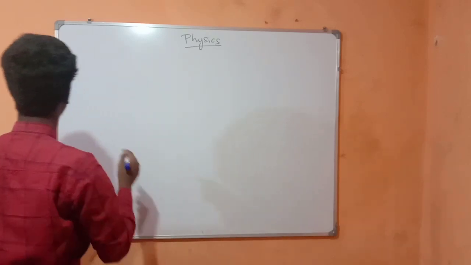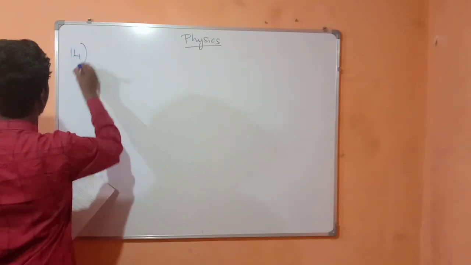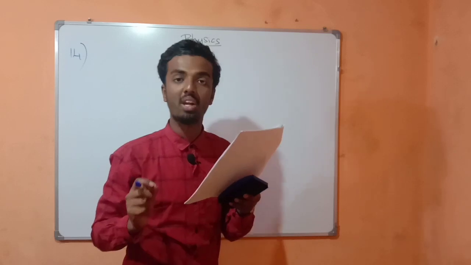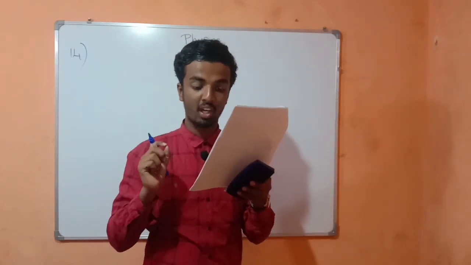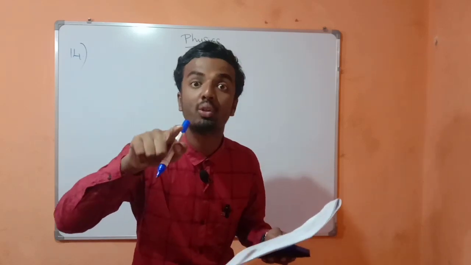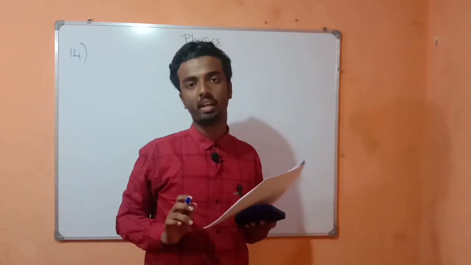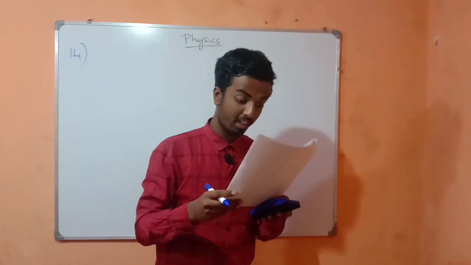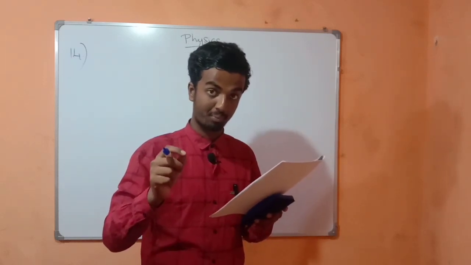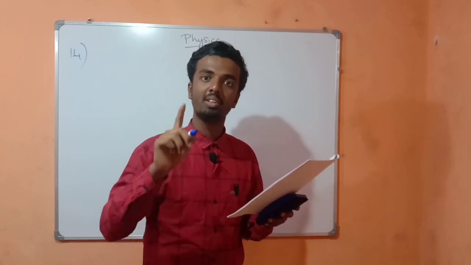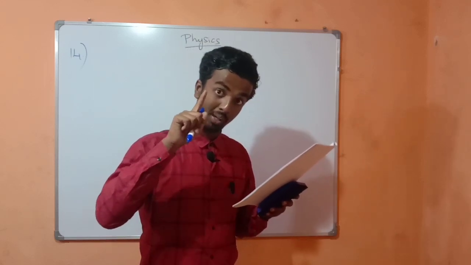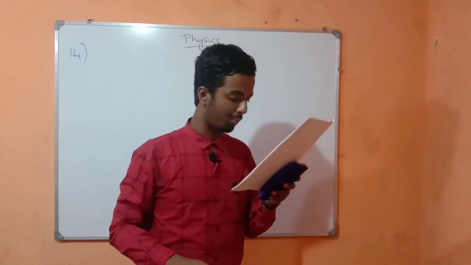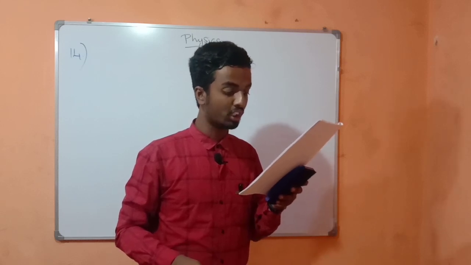Children, the next question is question number 14. Among the following, which is an example of a motion which is periodic but not oscillatory, children? They have asked which is periodic motion but not oscillatory. They have given options. Option A, motion of a simple pendulum. Motion of a simple pendulum is periodic as well as oscillatory. So that is not the answer. They asked for periodic motion but not oscillatory. Which one? Next, option B, motion of mass attached to a spring.